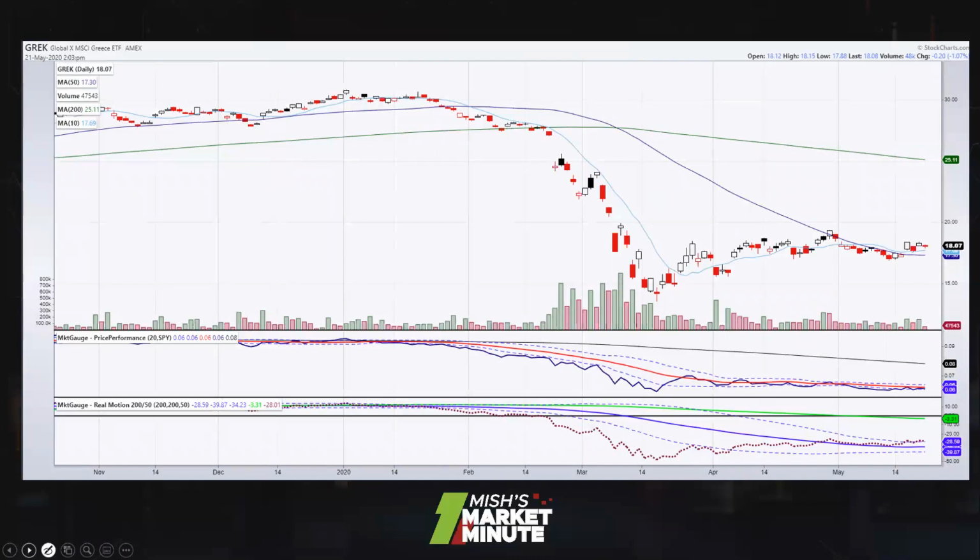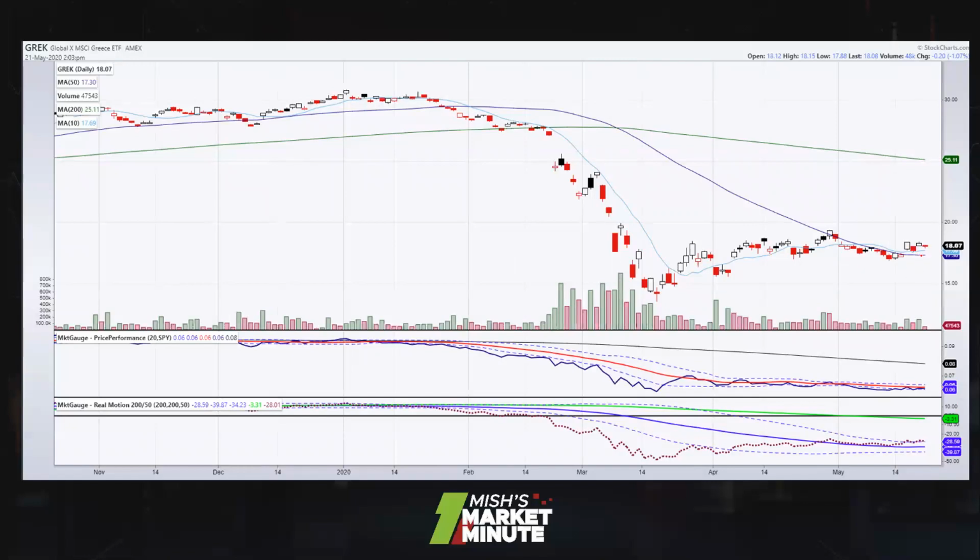Now we have Greece. Now I have been a big fan of trading this GREK ETF. I've done this many, many times. I've done it with our members, etc. We've been out of this now for quite some time. So I was really happy to see this come up actually as one of the worst performers in the European, but I think in terms of the chart, pretty interesting here.